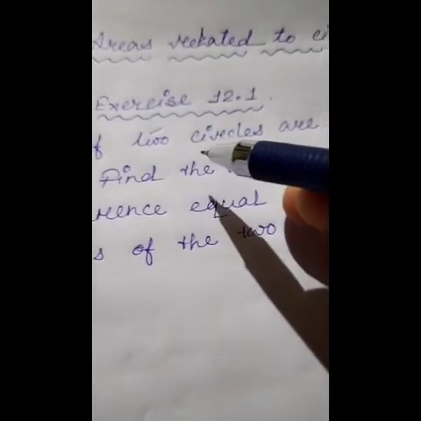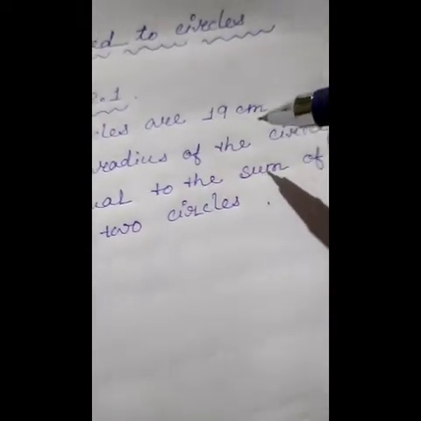The radii of two circles are 19 centimeter and 9 centimeter respectively. Find the radius of the circle which has circumference equal to the sum of the circumferences of the two circles.